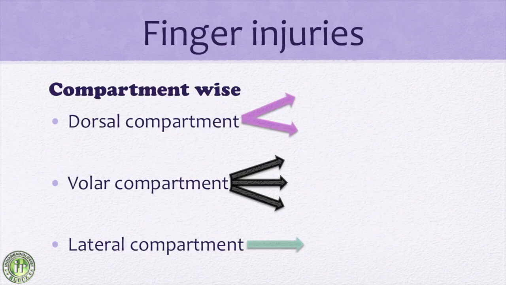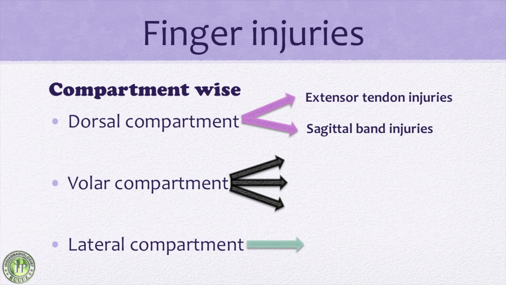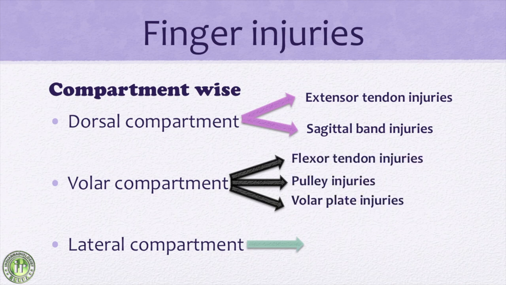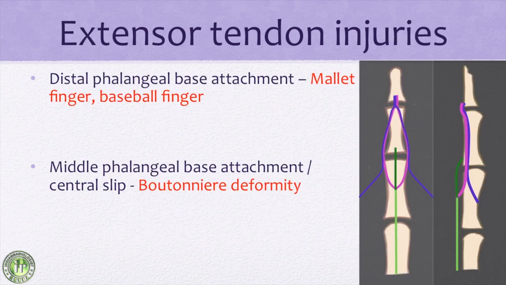Finger injuries can be classified in a simple way as per the compartments. So the dorsal compartment will consist of extensor tendon injuries and sagittal band injuries. The volar compartment comprises of flexor tendon, pulley and volar plate injuries. And lateral compartment consists of collateral ligament injuries. First, we'll look at the extensor tendon injuries.